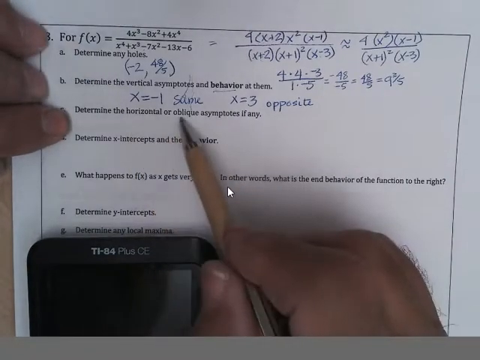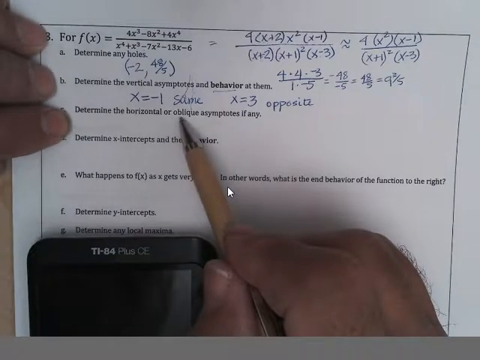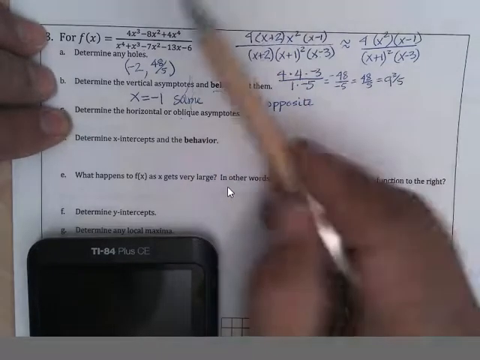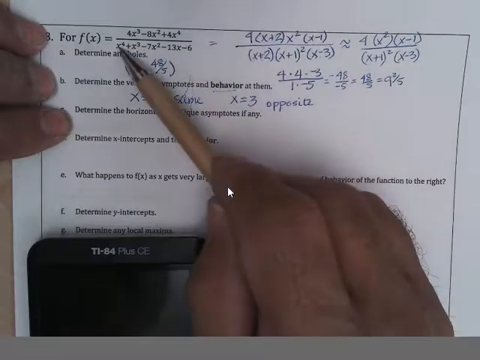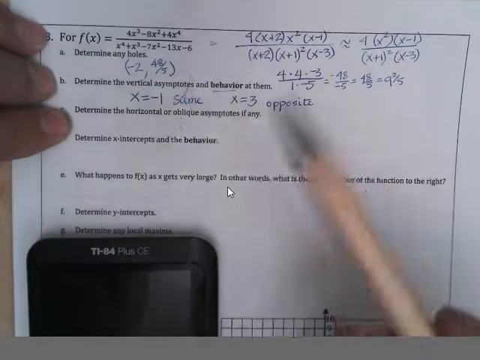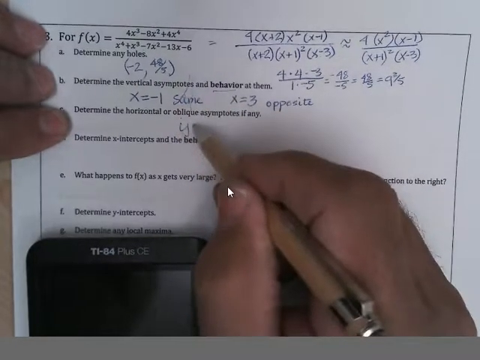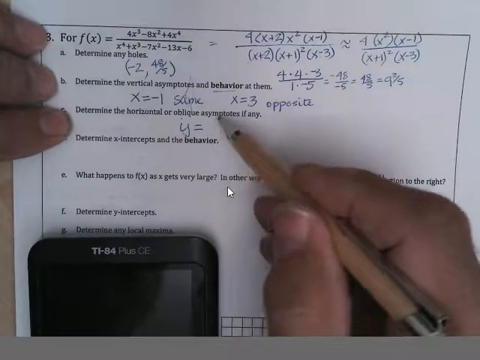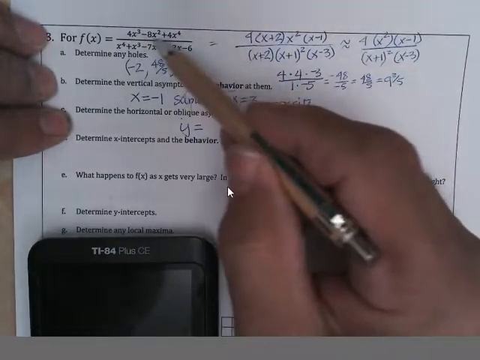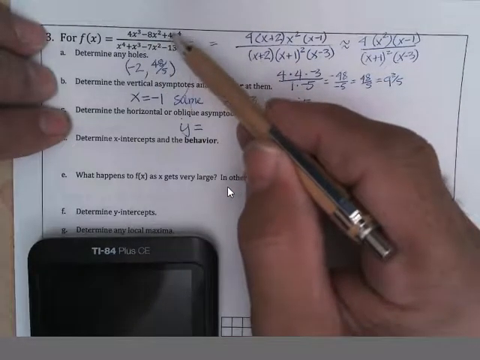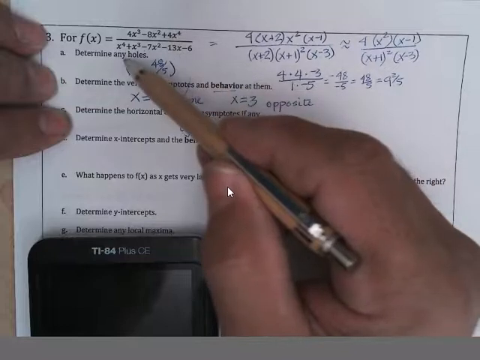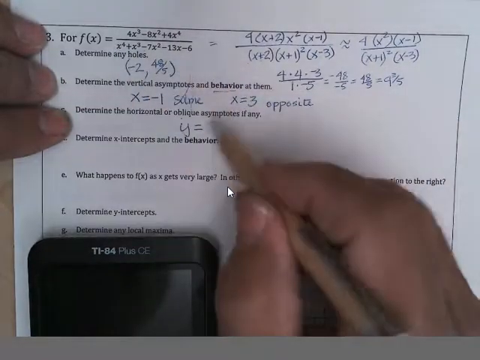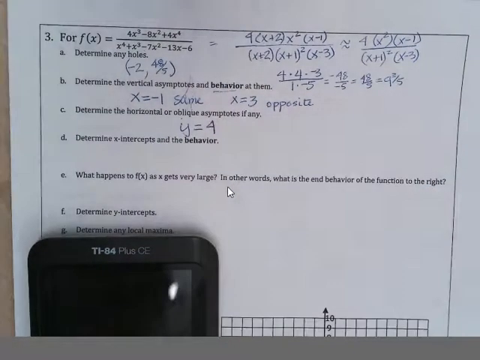Determine the horizontal or oblique asymptote. This again depends on degree, just like in problem 1. This is degree 4, this is degree 4. If they're the same degree, it's going to be y equal the ratio of the leading coefficients. Leading coefficient here is 4 on the x to the 4th, and it's 1, so it's 4 over 1, or 4.